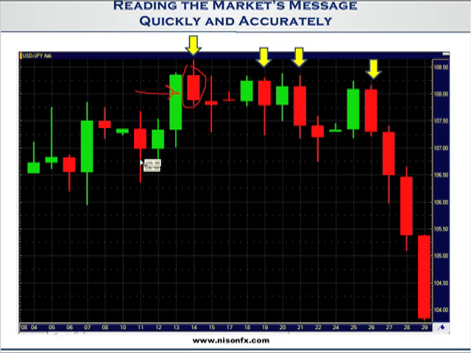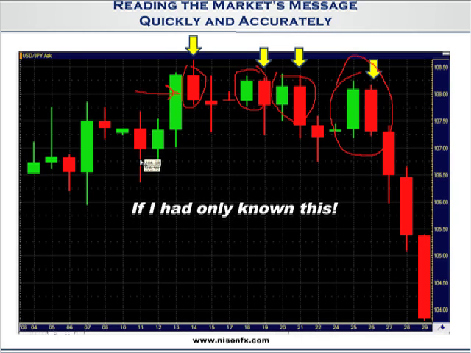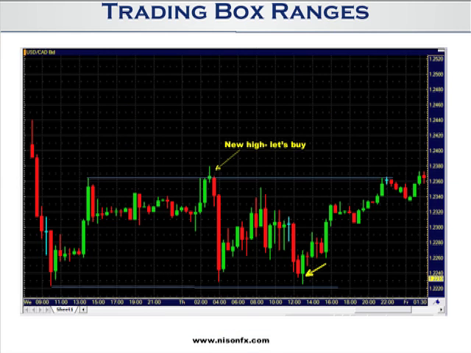Now look at this. Bulls in charge on this green one. Bears try to take over. Bearish engulfing pattern. Bearish engulfing pattern. Bearish engulfing pattern. Boy, if that doesn't give you warning that, in this case, the dollar yen had a lot of problems, you didn't know how to read candles. As shown here on the title, reading the market's message quickly and accurately, that's what candlesticks are going to let you do once you learn how to use them correctly. If I had only known this. Look out below. What a great short.